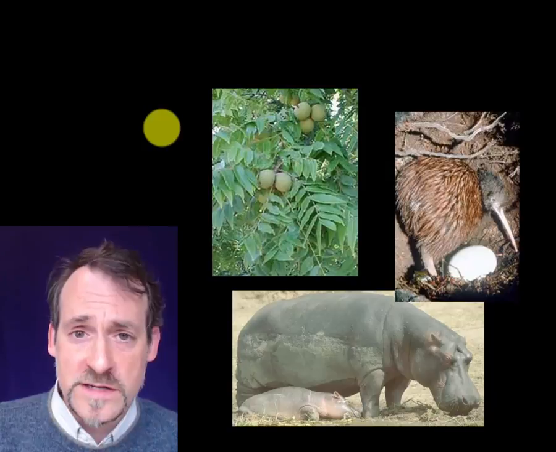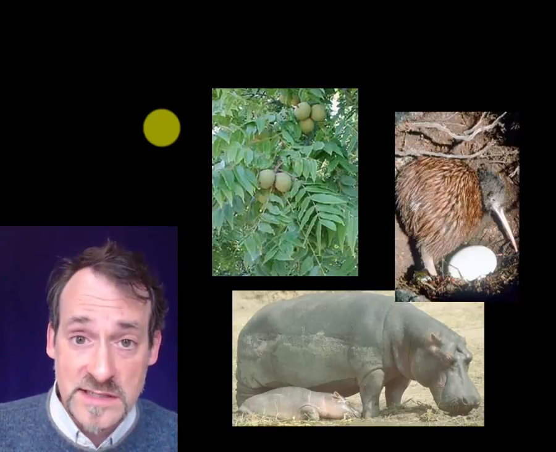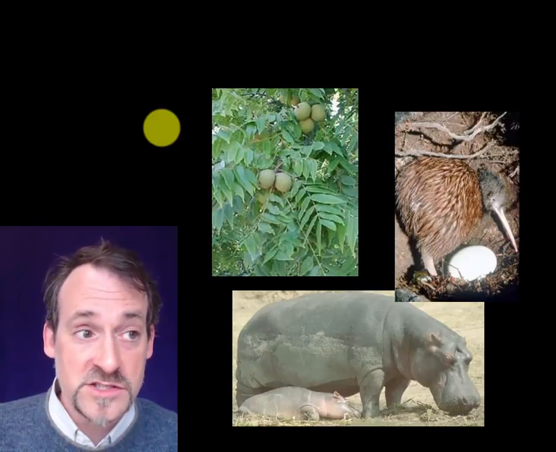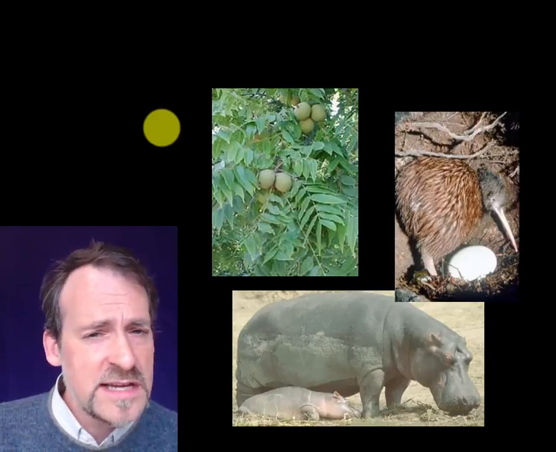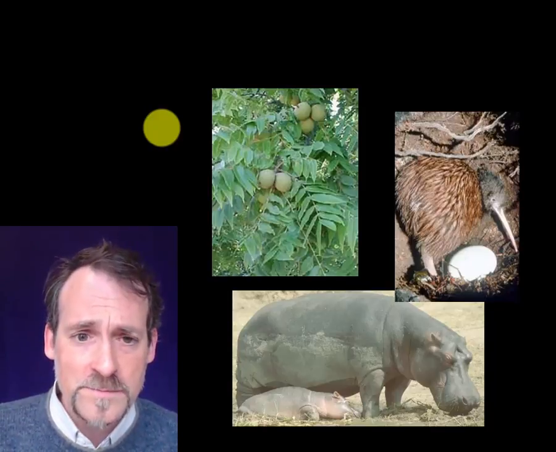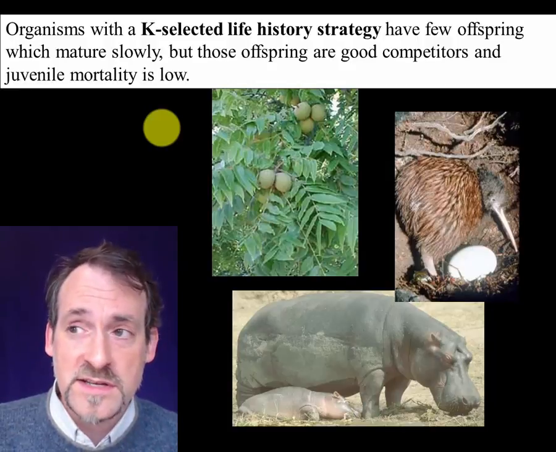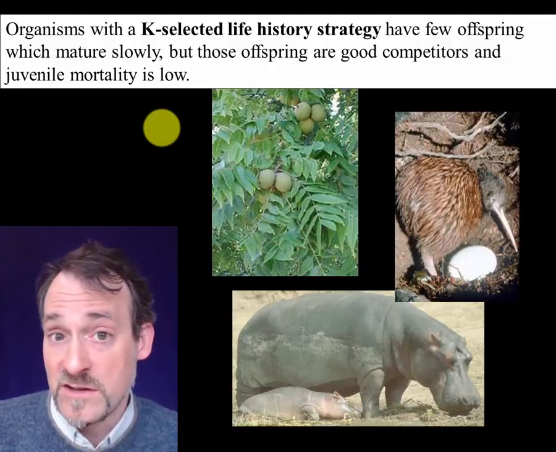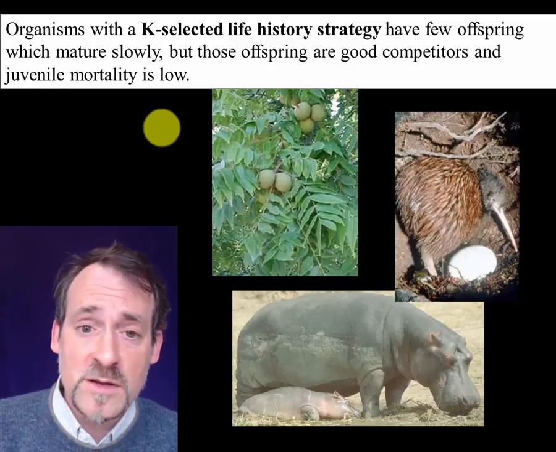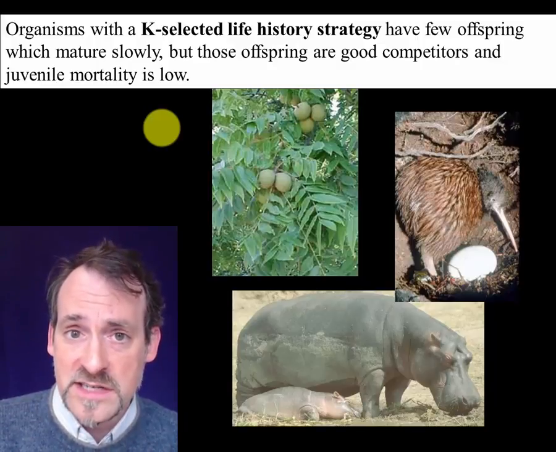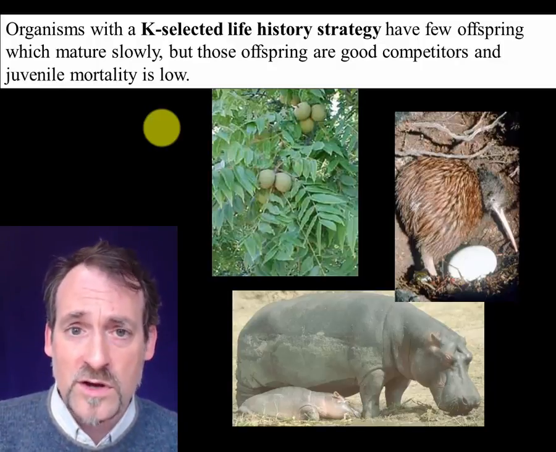At the other extreme, you have organisms that invest a tremendous amount in each offspring, and that investment is generally energy and nutrients, but it can also be parental care. Okay, these are all resources that have to be divided up among as many offspring as you have, and for some organisms the strategy is to have very few offspring.